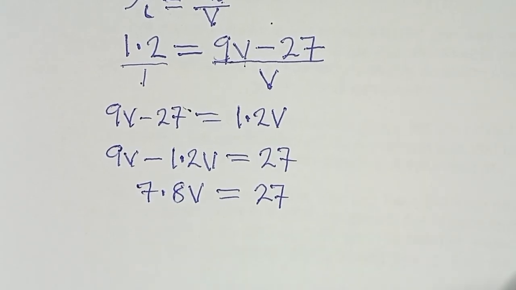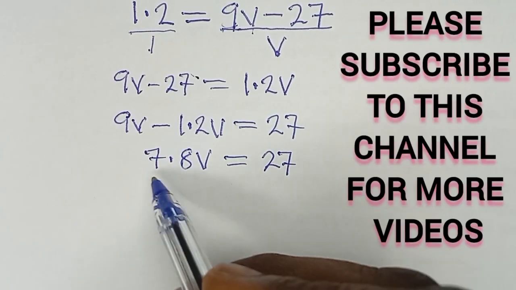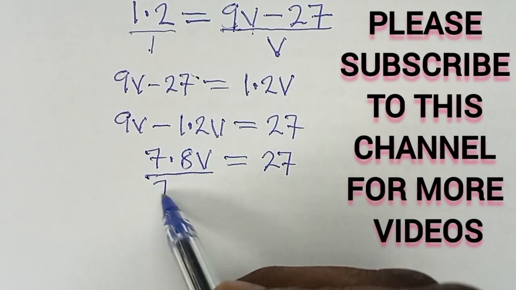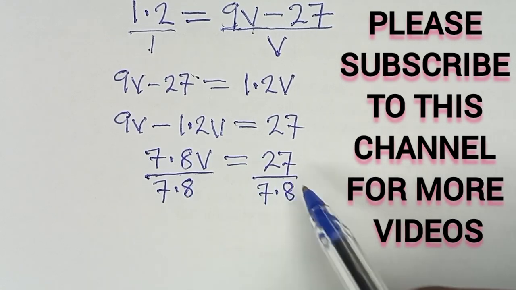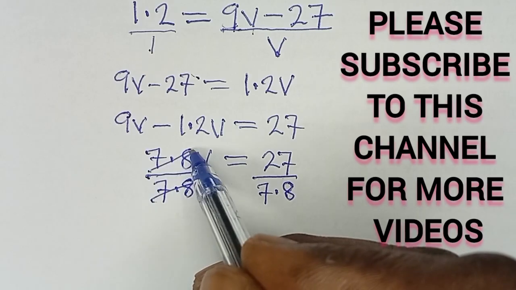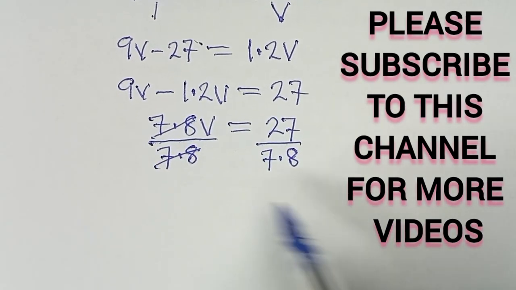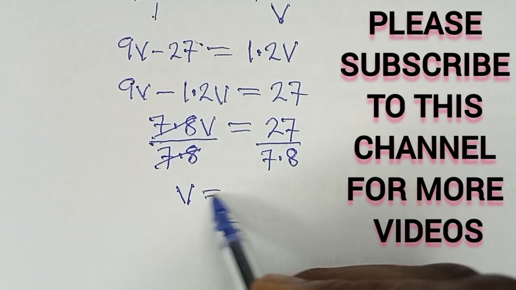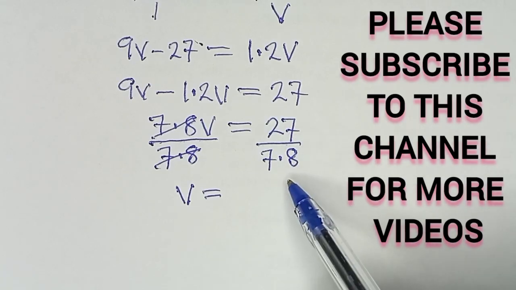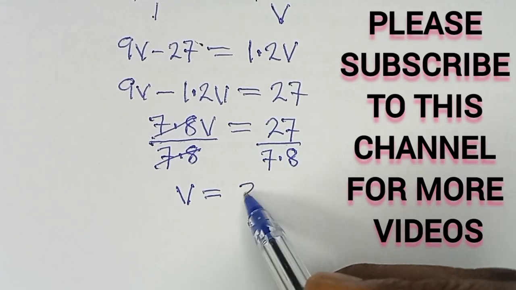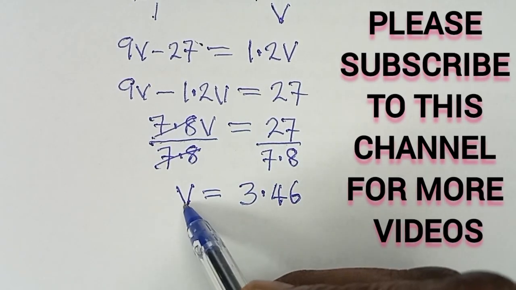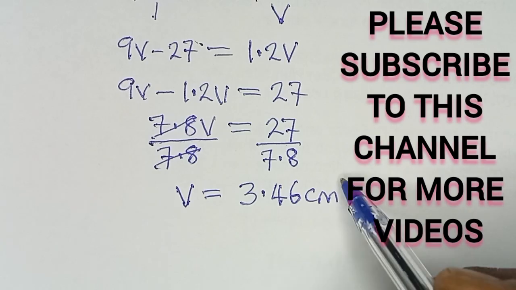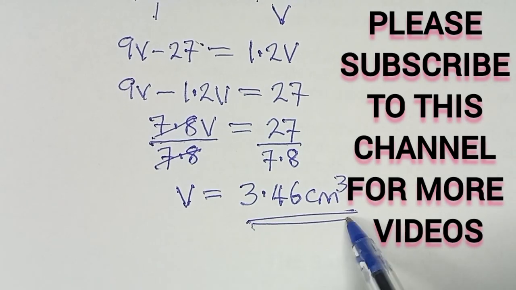For me to get the value of V, I simply divide both sides by 7.8. 7.8 cancels 7.8, and I'm left with V on this side, and that is equal to 27 divided by 7.8, which gives 3.46. Don't forget this is volume, so it's in centimeter cube according to the question. So this is the volume of the solid or of the object.